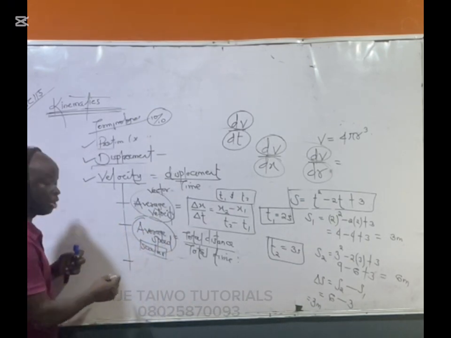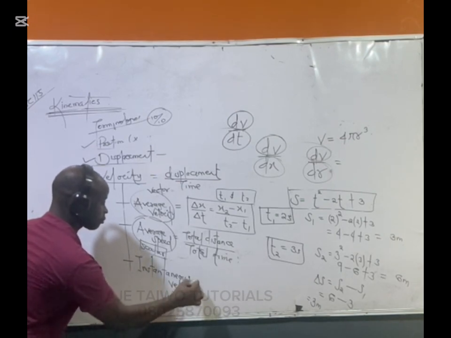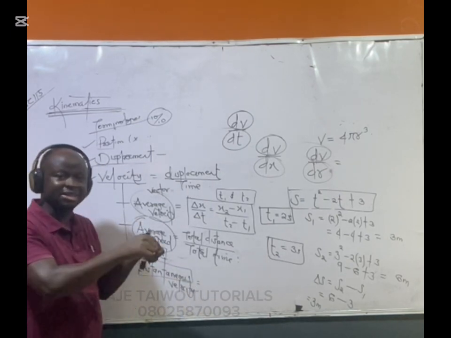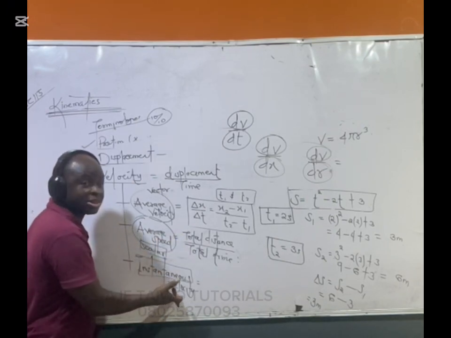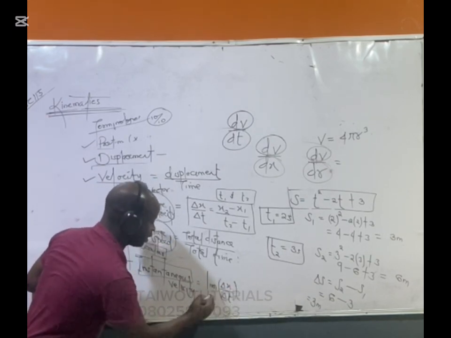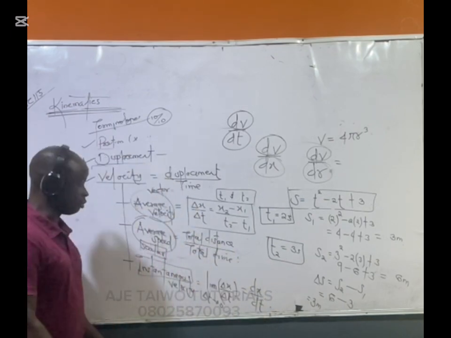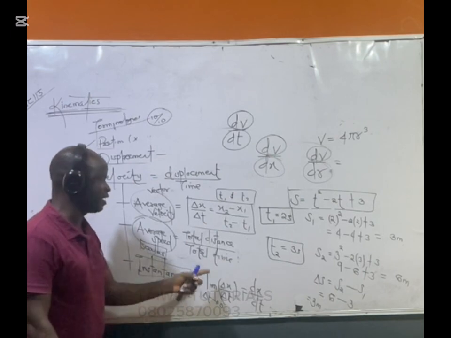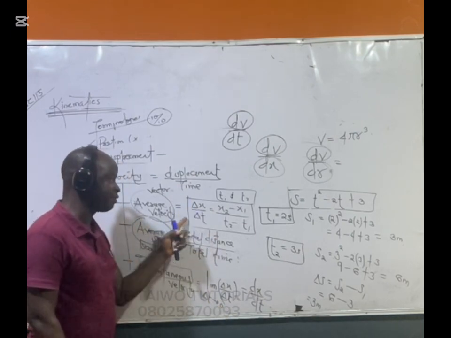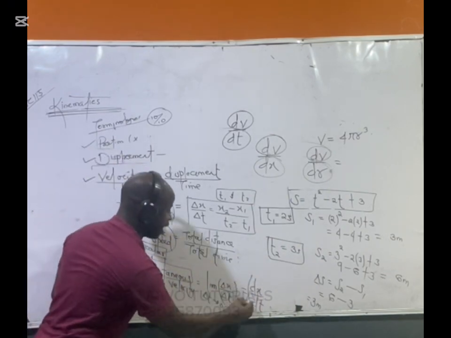And we have the last one under velocity: instantaneous velocity. What is instantaneous velocity? As the name implies, it is the velocity at an instant, at a particular time, and is obtained from the limit of change in s over change in t, as change in t tends to 0, simply given as ds/dt. Take note, it is the limit of average velocity. If you find the limit of average velocity as change in time tends towards 0, you will get instantaneous velocity, ds/dt.